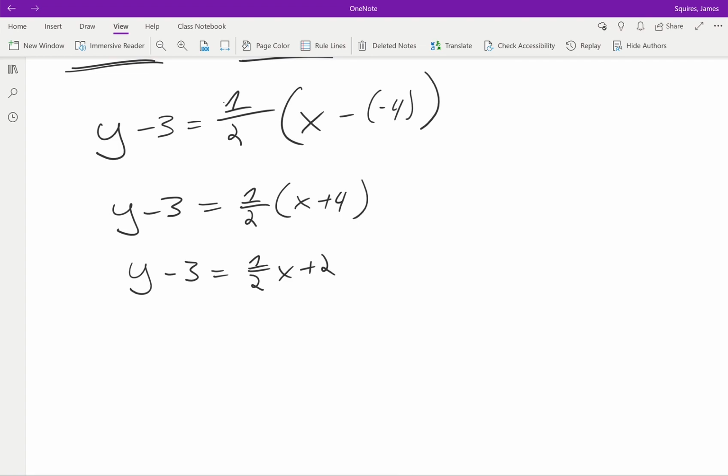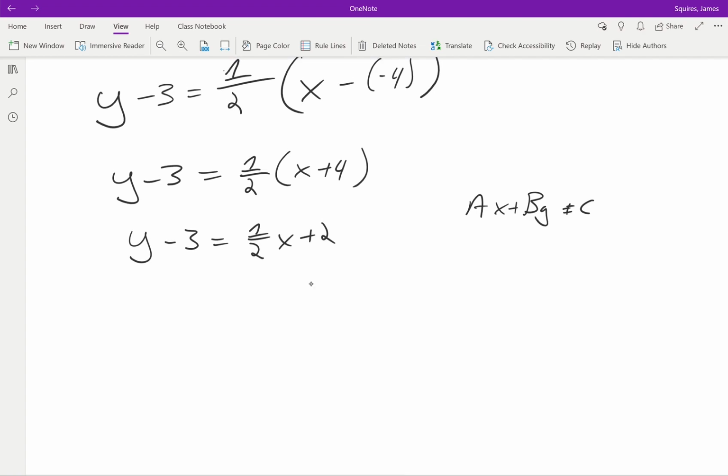Now remember, we want to get an ax plus by equals c form, so we're going to combine our x and y terms on one side and all our numbers on the other side. So we're going to add 3 to both sides and subtract 1/2 x from both sides. So we're going to get minus 1/2 x plus y equals 5.